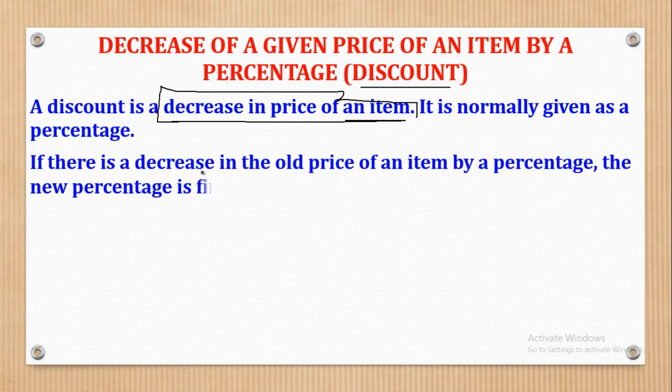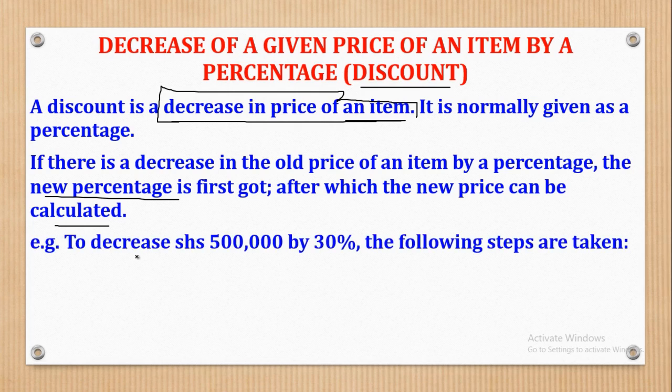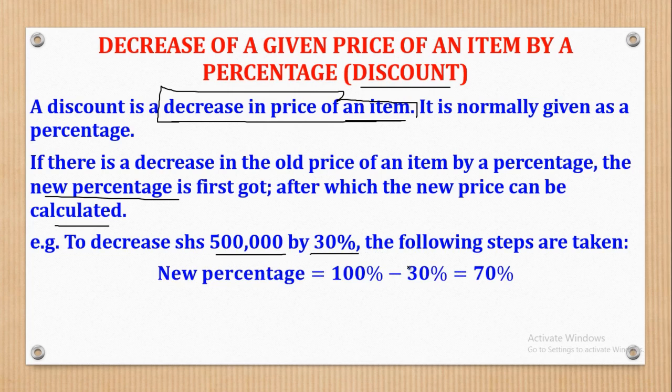If there is a decrease in the old price of an item by a percentage, the new percentage is first got, just as we did under percentage increase, after which the new price can be calculated. For percentage increase we added, now for percentage decrease we shall subtract, because there is a decrease. For example, to decrease 500,000 shillings by 30%, the following steps are taken. First of all, you get the new percentage, which will be 100 minus 30, because it is a decrease, to come up with 70.